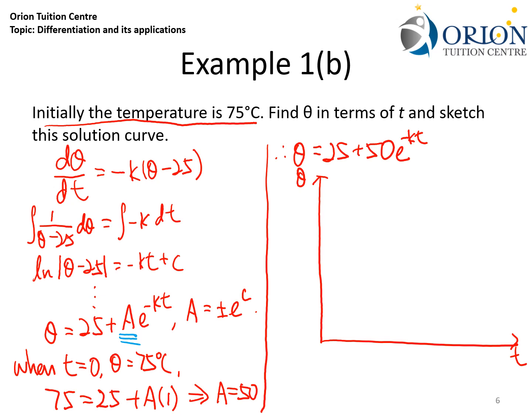We know that the eventual temperature is going to be 25, so let's draw a dotted line for the asymptote at 25. The initial value is at 75. This is an exponential decay curve, so it's going to look like this. And this is the solution curve for our problem.